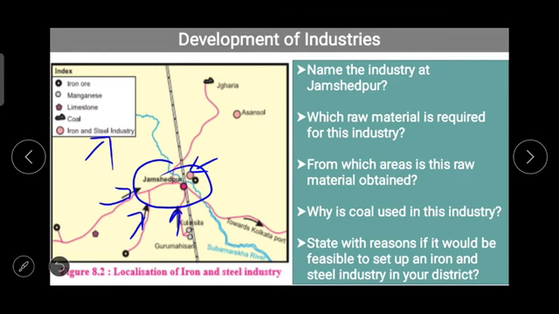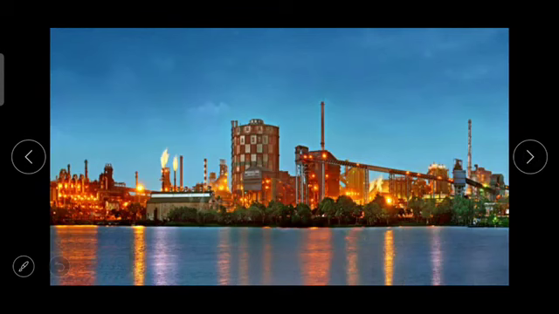If yes, then give reasons if there is availability of resources or the factors which are essential. While looking for answers to the above questions, you must have realized that for the localization of the iron and steel industry, the most important factors are the availability of raw material and energy. Both of which are available around Jamshedpur. The raw material is heavy and bulky, and it is uneconomical to transport it to a factory far away.